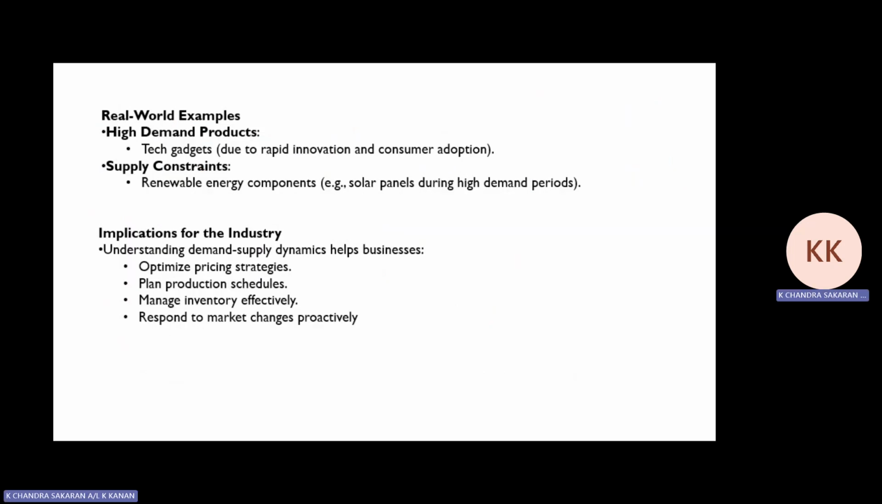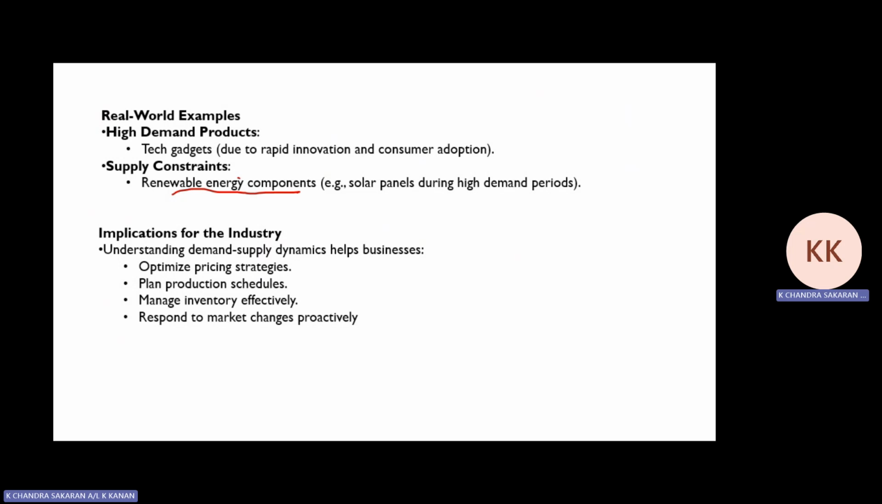Okay, for example, in the real world, I can give you a high demand product. What are the high demand products? Like technology gadgets. Then supply constraint, for example renewable energy components, not easy to produce this kind. Supply is constrained because solar panels are required in high demand. Okay. So what is the implication for the industry? What happens?